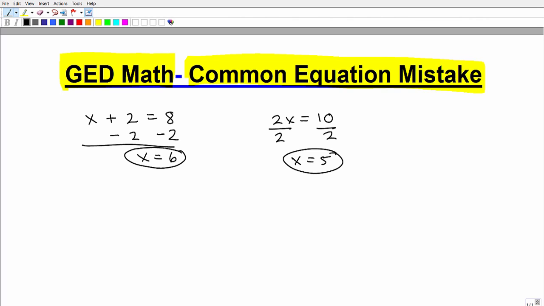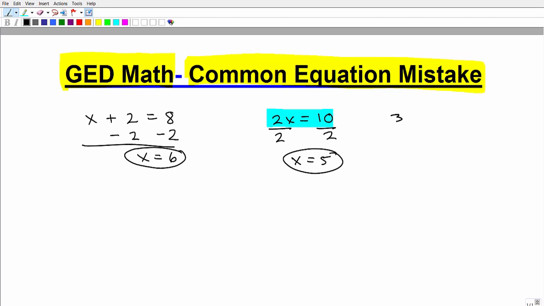Most students, as they're learning the basics of solving algebraic equations, understand these particular types of problems, these basic one-step scenarios. Now, the mistake that I'm talking about is this scenario, when we have a number times a variable equals another number.